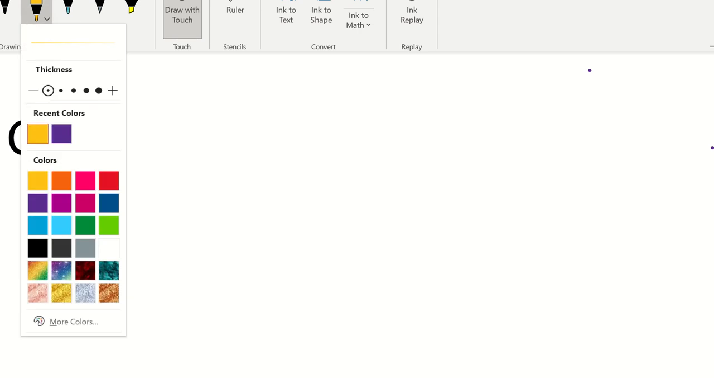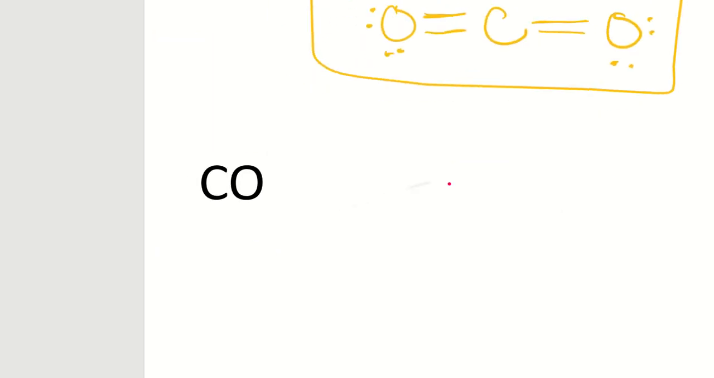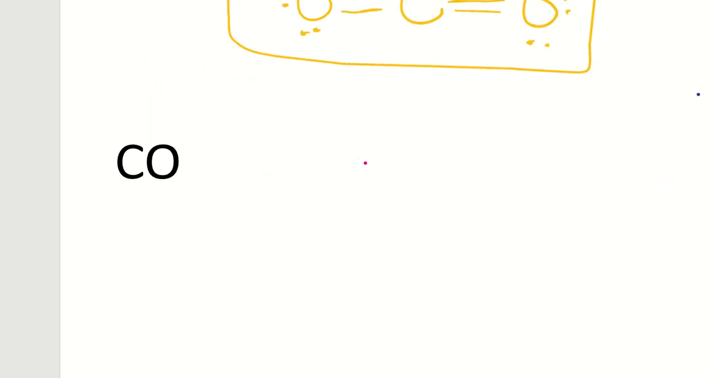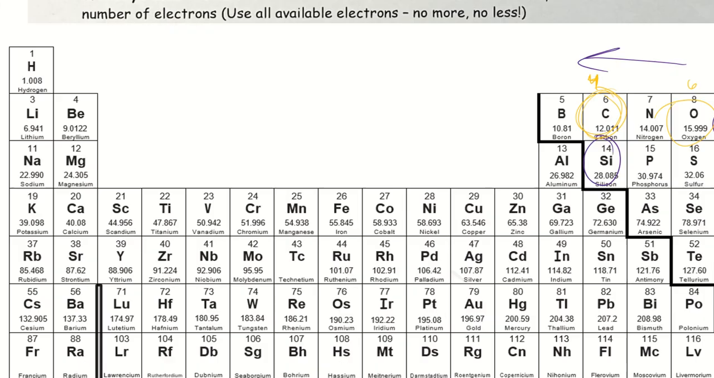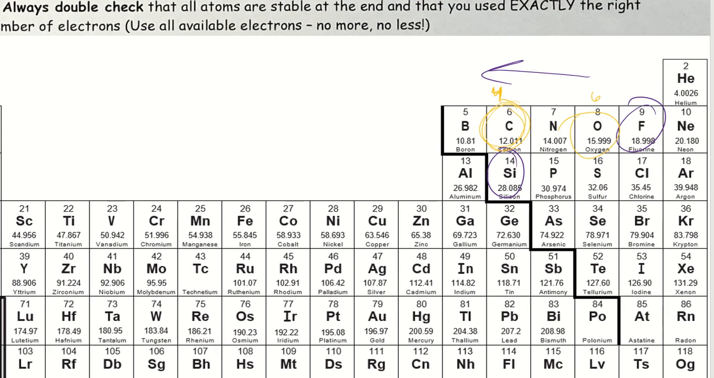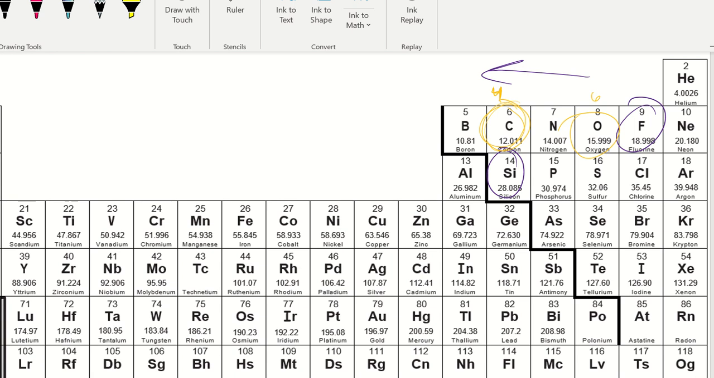The third, I'm going to do a different color again. Let's use pink. Oops, keep doing this, the draw with touch. Okay. The third molecule that we will draw is carbon monoxide, so we're following the same rules. We already found where carbon and oxygen are. They have the same number of valence electrons as before, but now instead of having two oxygens, we just have one.